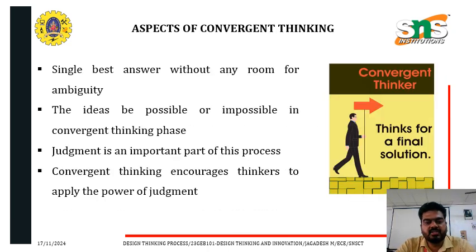Aspects of convergent thinking: a single best answer without any room for ambiguity. The ideas can be possible or impossible in the convergent thinking phase. Judgment is an important part of this process. Convergent thinking encourages thinkers to apply the power of judgment.